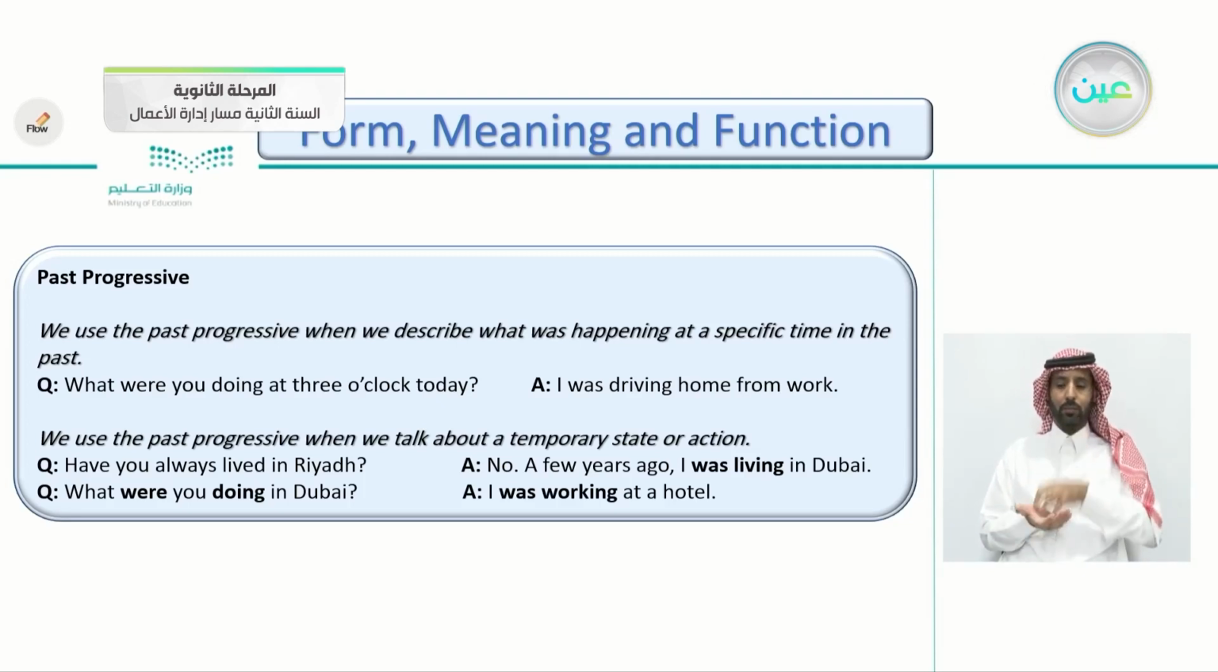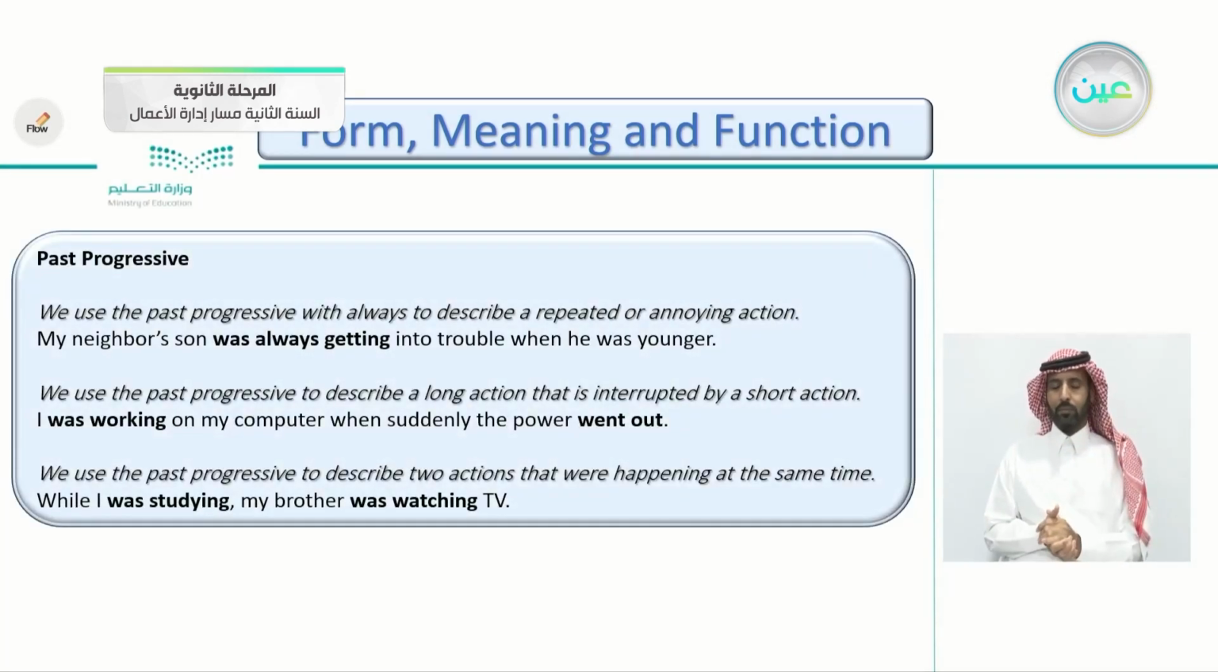Another question. What were you doing in Dubai? I was working at a hotel. This is a past action. So this is the past progressive. Continuing with the past progressive here also, we use the past progressive with always to describe a repeated or annoying action.